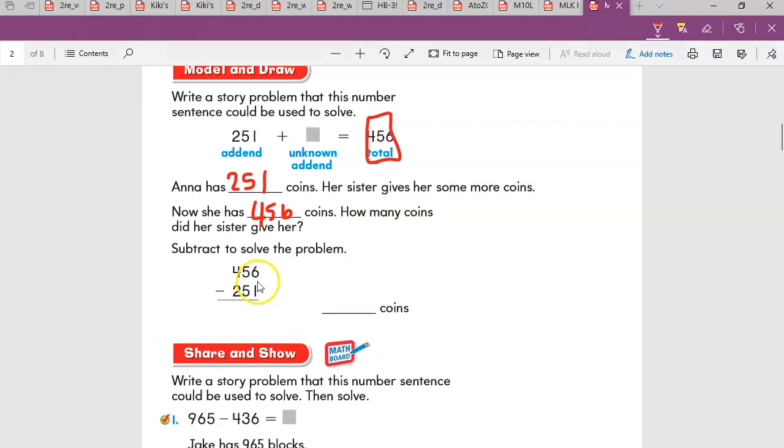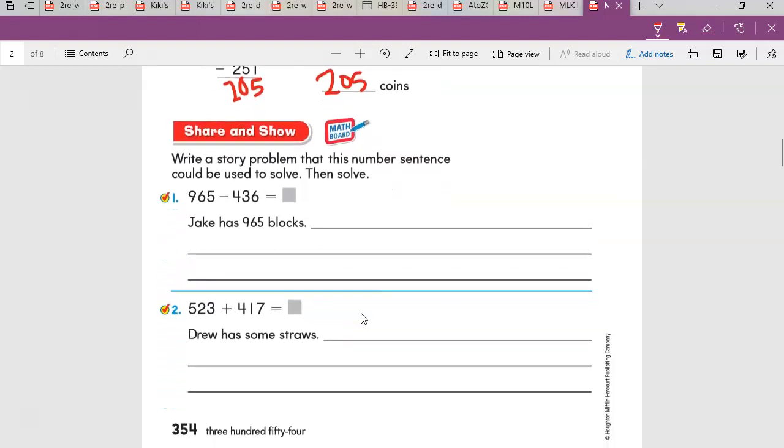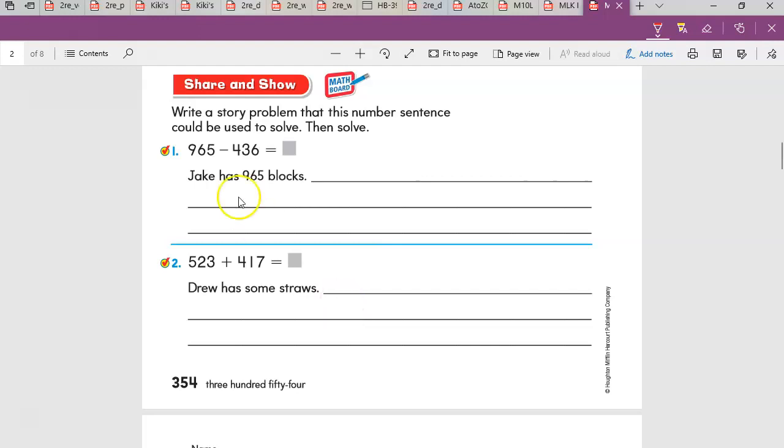Okay, so we're subtracting. 6 take away 1 is? 5 take away 5 is? 4 take away 2 is? What's your answer? 205 coins. All right, let's keep going. Here you're going to write a story problem that this number sentence could be used to solve. So they give you the number sentence, you're just writing the problem. This is like the ones we have on our morning work. It already gives you the name and the item though.